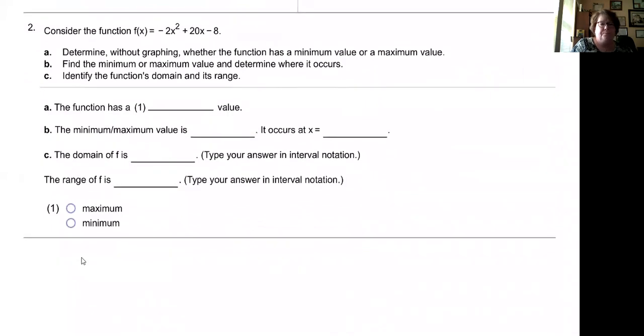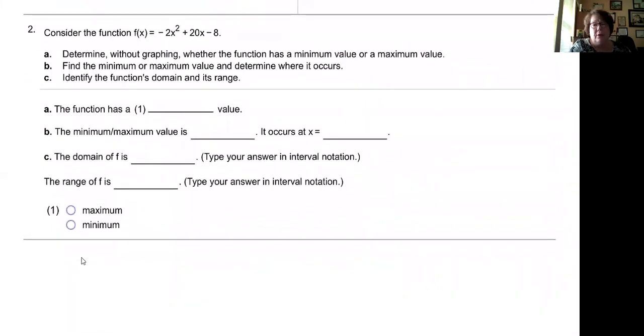Problem 2, you're given another quadratic function, except this time it's not in standard form. So you will need to use your vertex formula to find the vertex. Part A, determine without graphing whether the function has a minimum value or a maximum value. Part B, find the minimum or maximum value and determine where it occurs. Part C, identify the function's domain and range.